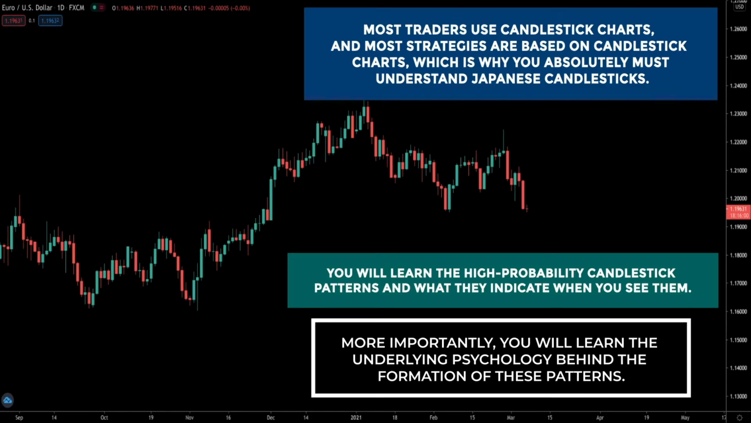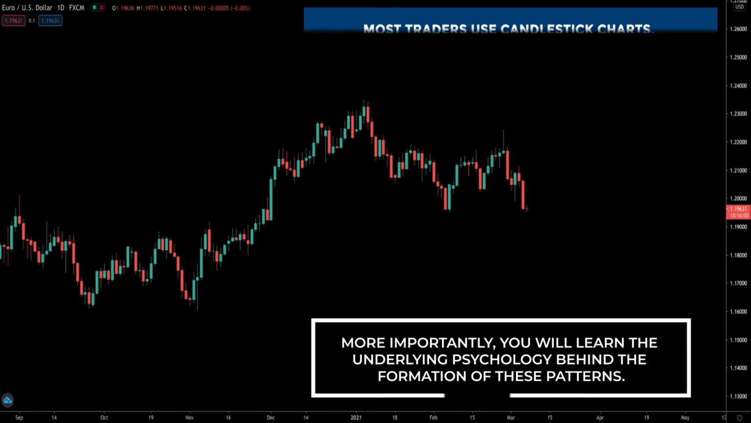There are many videos on candlestick patterns out there, but not many videos cover the underlying psychology. They tell you what it looks like and how to use it, but not why it works. Well, that's what makes this video different. So make sure to stick around till the end.